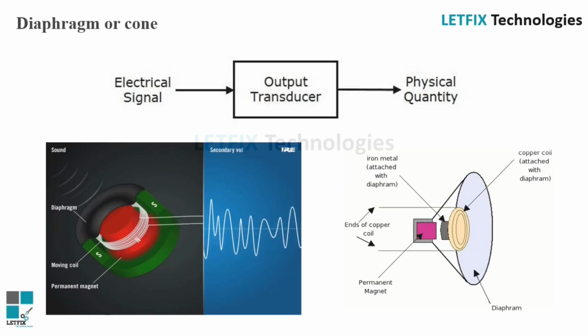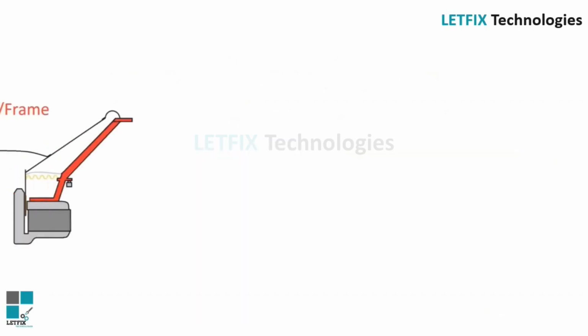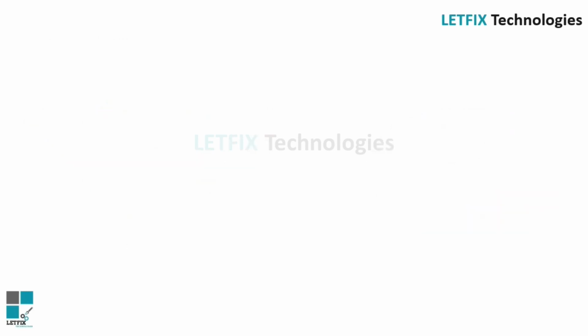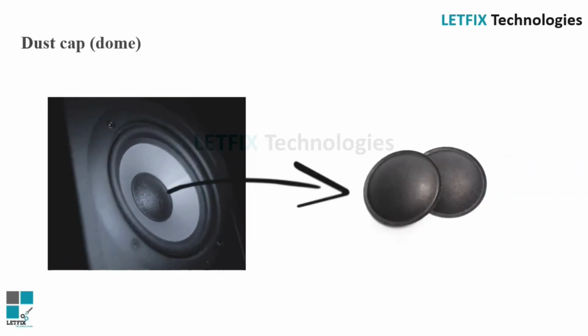Next, we are going to see about the basket or frame. These are made up of steel or magnesium or aluminum die-cast. The moving coil loudspeaker is generally built on a circular frame. These may also be elliptical. The frame forms the basis for the loudspeaker and provides its structure, although it does not perform any active part in the operation. Dust cap. Dust caps are round and dome-shaped, present at the center of the loudspeaker, made up of paper, cloth and sometimes aluminum. This part protects the voice coil from dust and dirt.